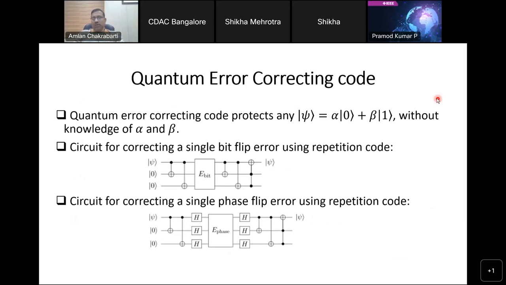So what are those quantum error correcting codes? Quantum error correcting codes are those codes which can actually detect the syndrome, and based on the syndrome, whether it's a bit flip or a phase flip, this is a single qubit in the example given, you can actually correct that. If you see this type of circuit, these are the standard circuits which can correct the bit flip error, and these are standard circuits which can correct the phase flip errors.